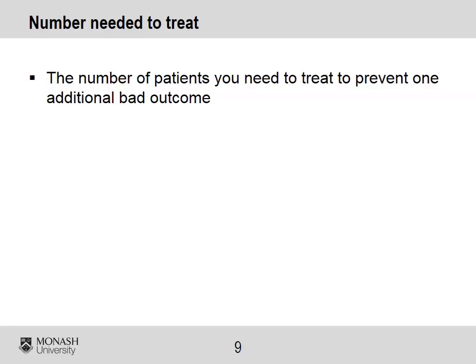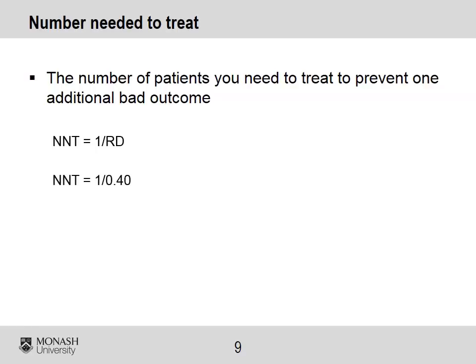So this is where number needed to treat comes into effect, because it takes into account the absolute risk. What it's trying to do is ascertain, in whole numbers, how many patients you need to treat in order to prevent one additional bad outcome from occurring. And this is where we use risk difference, or absolute risk reduction, however you want to call it.